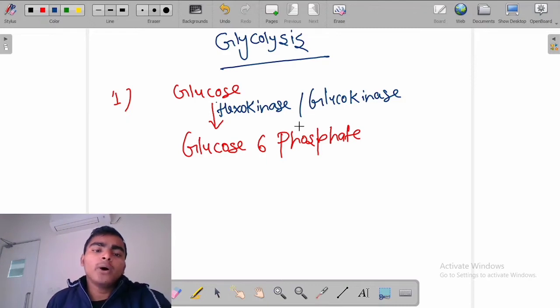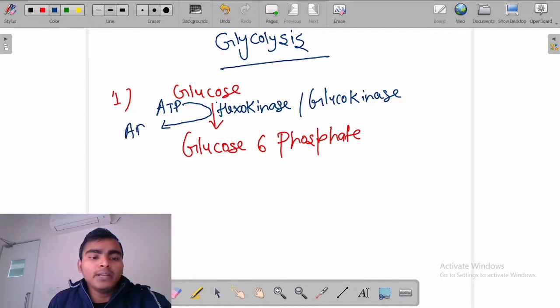Glucose is a 6-carbon compound, and glucose 6-phosphate is also a 6-carbon compound. That means the hexose sugar is just being added with a phosphate molecule. From where does this phosphate come in this reaction? The ATP molecule donates it. ATP provides one phosphate to the glucose molecule and is converted into ADP, adenosine diphosphate, because one phosphate of the ATP molecule is involved in the conversion of glucose to glucose 6-phosphate. So this is the first step.